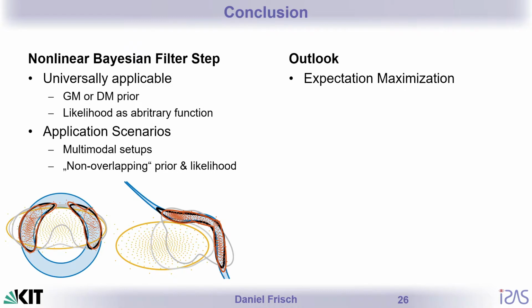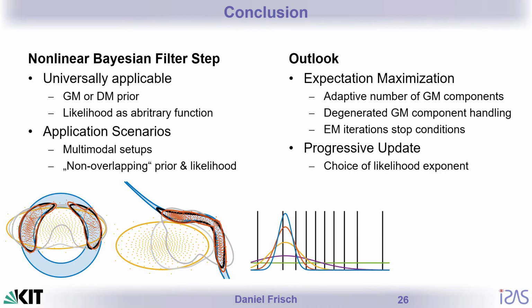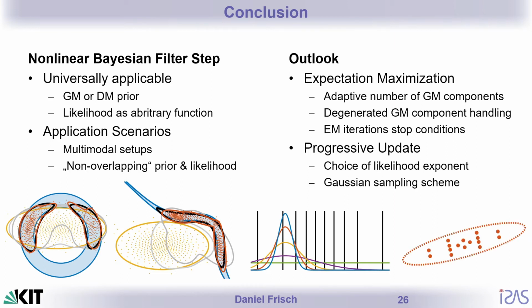In the future, we want to improve the expectation-maximization algorithm such that it can adapt the number of Gaussian mixture components to the current requirements, improve the handling of degenerated Gaussian mixture components, and change the stopping criteria of the expectation maximization algorithm. For the progressive update, we want to compare different choices of the likelihood exponent during runtime and also improve the Gaussian sampling scheme.